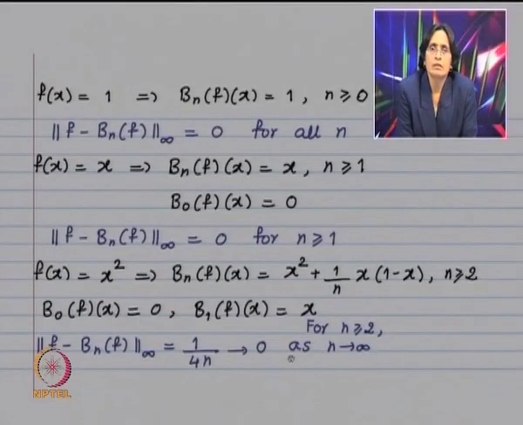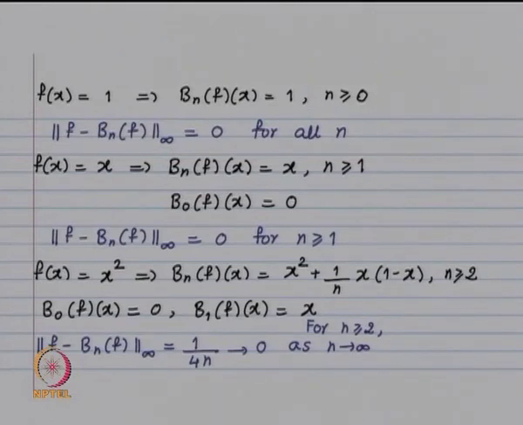So, we are interested in the convergence of the norm of f minus b n f to 0 for all continuous functions. For the three functions 1, x and x square, we have proved that the norm tends to 0. So, now what we are going to show is that the map which takes f to b n f is a linear map, and if f x is bigger than or equal to 0, then b n f, the approximating polynomial, also will be bigger than or equal to 0 for all x belonging to 0 to 1. And then we will appeal to Korovkin's theorem for deducing convergence for all continuous functions.